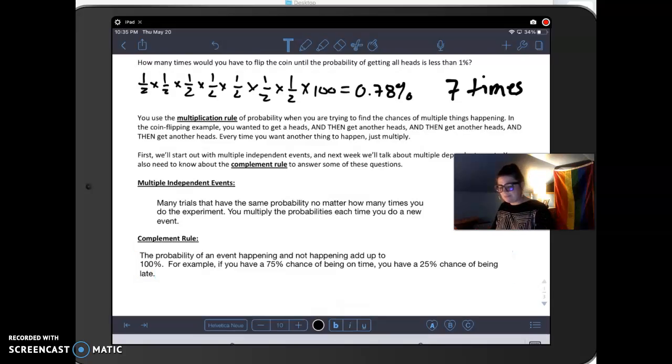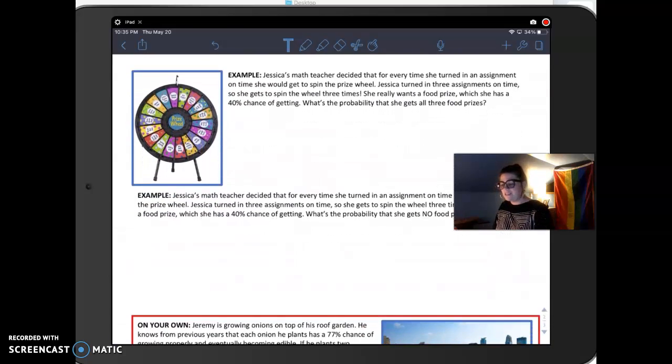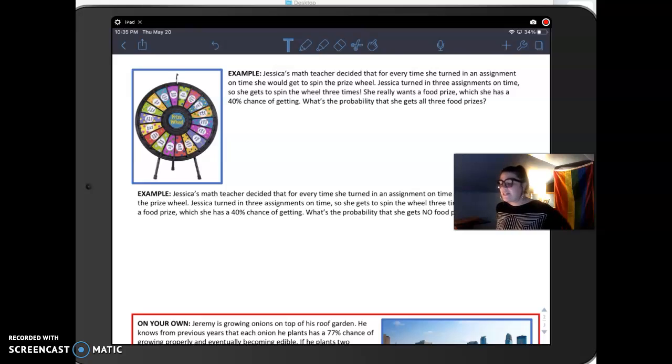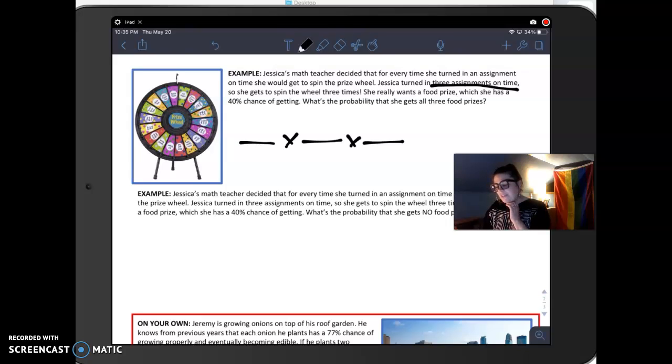All right. Here we go. This first example says Jessica's math teacher decided that for every time she turned in an assignment on time, she would get to spin the prize wheel. That's a nice math teacher. Jessica turned in 3 assignments on time. Okay, so we can stop there. We just realized how many events there are. She did it 3 times. So we can take a second and do 1, 2, 3. So she gets to spin the wheel 3 times.